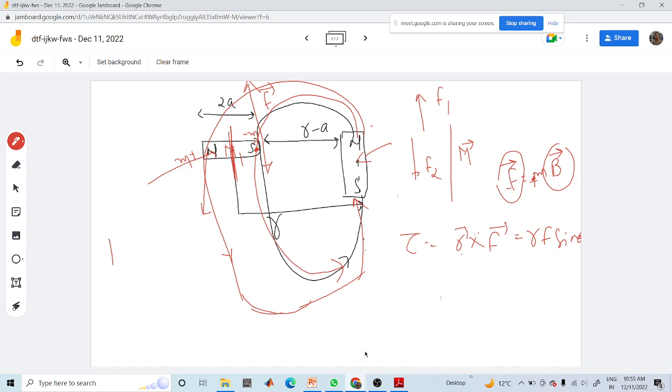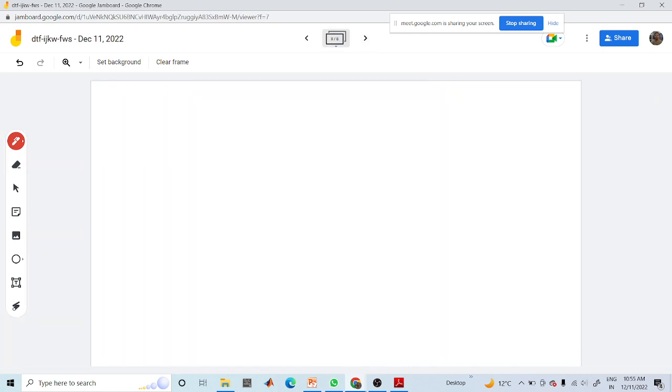I just want to draw another figure for clarity. So here it is a magnet, right? And it is the south pole and it is the north pole. Suppose a force F1 is applied in this direction and F2 in this direction, right? And it will rotate along the axis, right? So this distance is a, and this is also a. So what will be the torque?